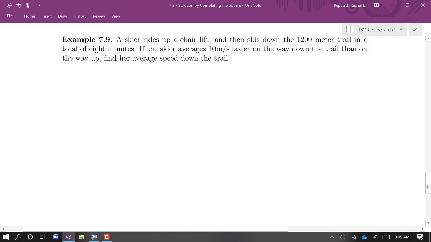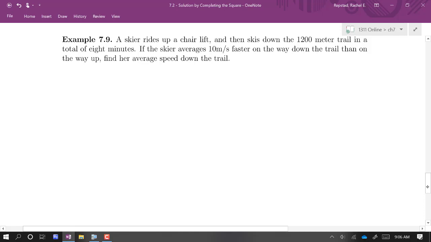and we know that it's a 1,200 meter trail. It takes her 8 minutes to go up and down, right? That's the total time. And they tell us that the skier averages 10 meters per second faster on the way down than on the way up. And we're going to find her average speed down the trail.